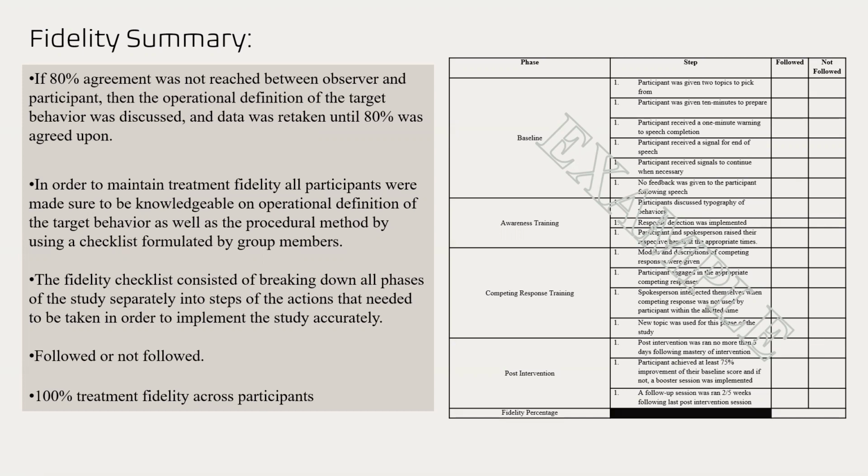The fidelity checklist consisted of breaking down all phases of the study separately into steps of the actions that needed to be taken in order to implement the study accurately. Each participant checked whether each step was followed or not followed. When reviewing completed checklists, it showed that each participant had 100% treatment fidelity for each phase of the study.